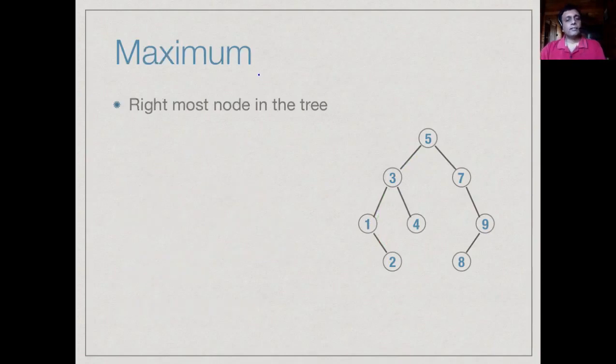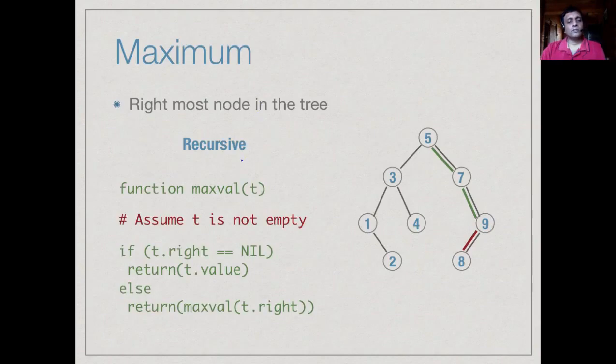So symmetrically, the maximum is the rightmost value in the tree. Okay? As you go right, you go bigger. If you can't go right anymore, there is nothing which is bigger than that node. So here from 5 we can go to 7 to 9, and 9 is the biggest value because the next node, although it is below 9 in the tree, is to the left and therefore smaller than 9. So we have a symmetric recursive solution, maxval, which checks the right. If the right is nil, then we are at the maximum and we return the value. If the right is not nil, then we recursively search the right for the maximum.